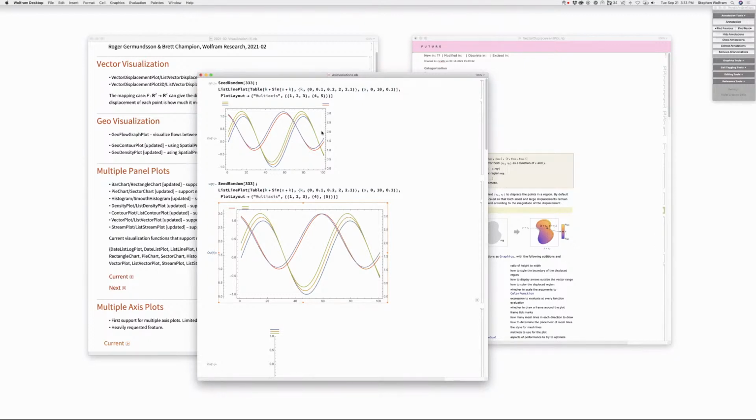Well, I mean, look, okay. So you're saying each one of these is an axis. Yes. Mm-hmm.